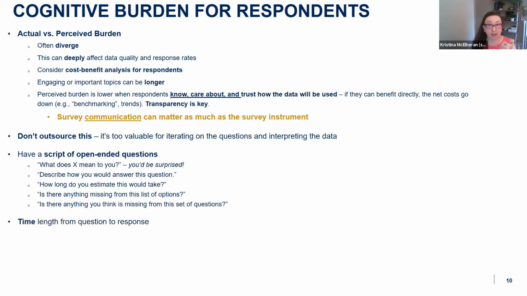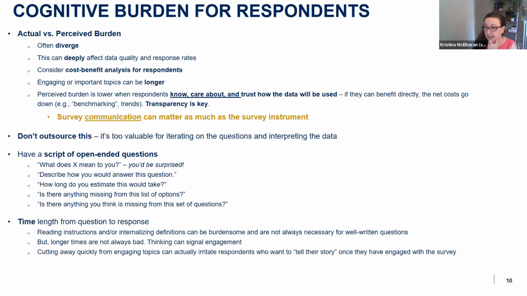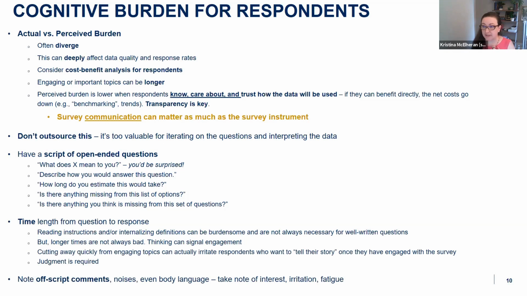It's useful to time it while you're doing it and understand that reading instructions can be costly. So you want to think about, how much do you want to guide respondents versus the burden cost of that? And sometimes a little bit of thinking is good. So you don't actually want it all to be quick and easy. You want just a little bit of disfluency so that they'll engage. And people can be really bummed out if you switch away from an important topic too fast. So you need to do some judgment, and you need to note if you can see people getting frustrated or tired, or if they're kind of excited. That's useful information as well.